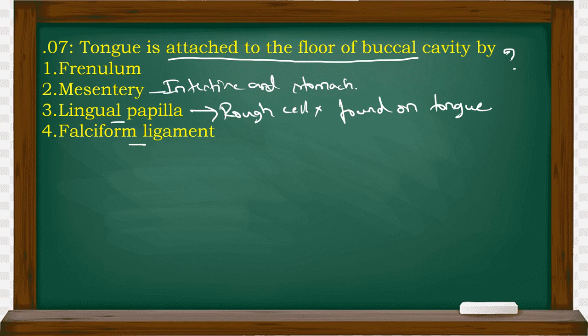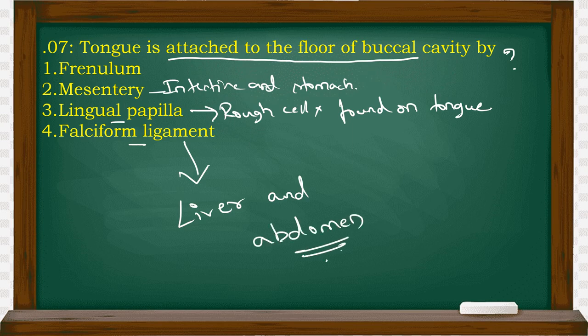The fourth option, falciform ligament. Falciform ligament is a kind of ligament that helps in attachment of liver and abdomen. So it is the connection between the abdomen and the liver. Whereas the first option, frenulum, is the correct answer. That is, the tongue is attached to the floor of the buccal cavity by a structure called the frenulum. This frenulum helps in the firm holding of the tongue to the buccal cavity.